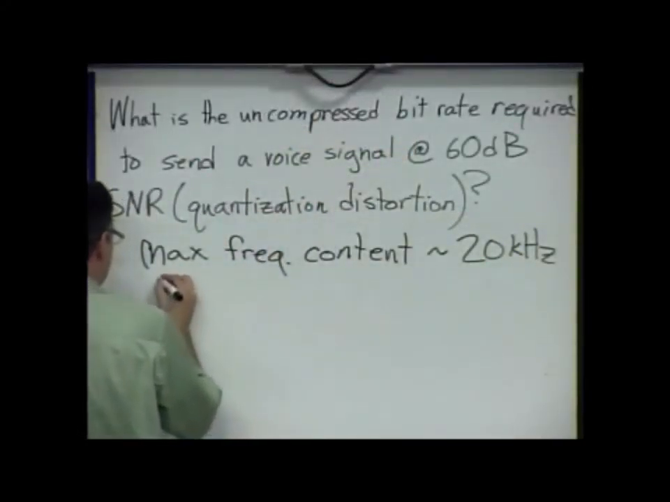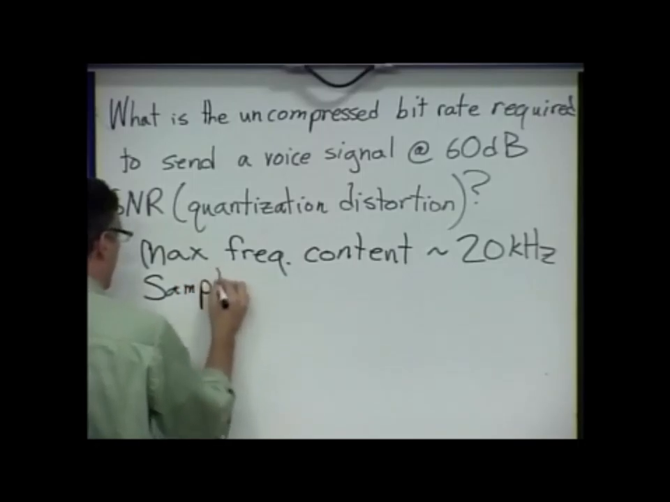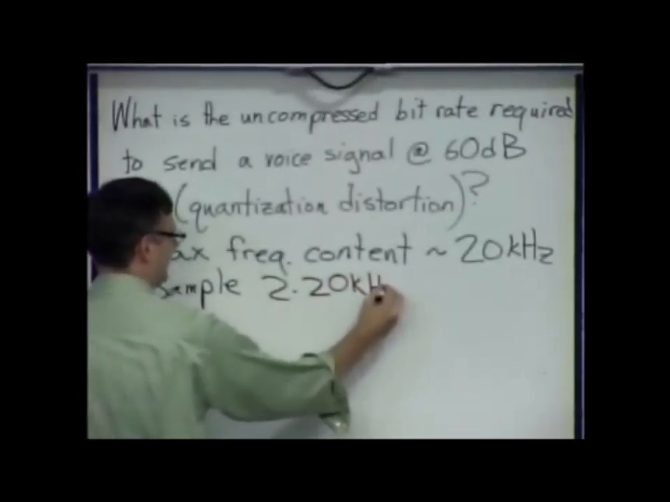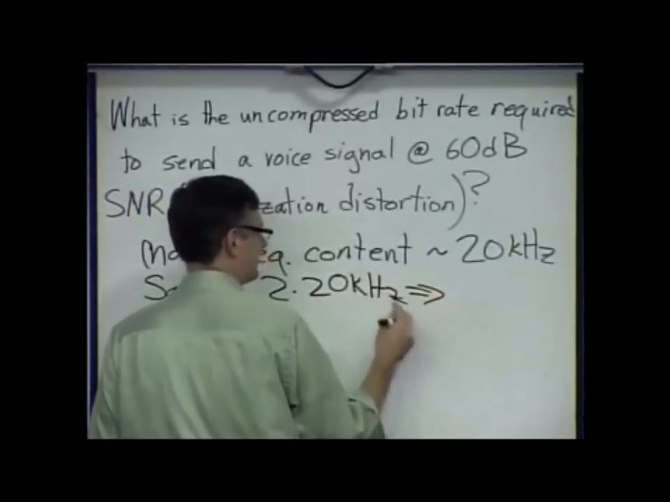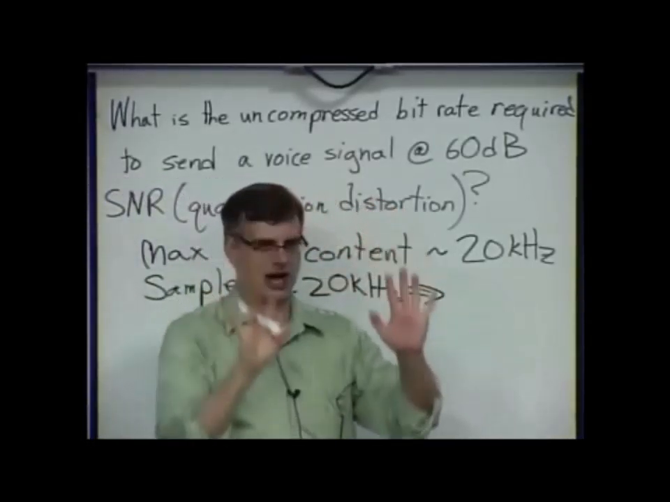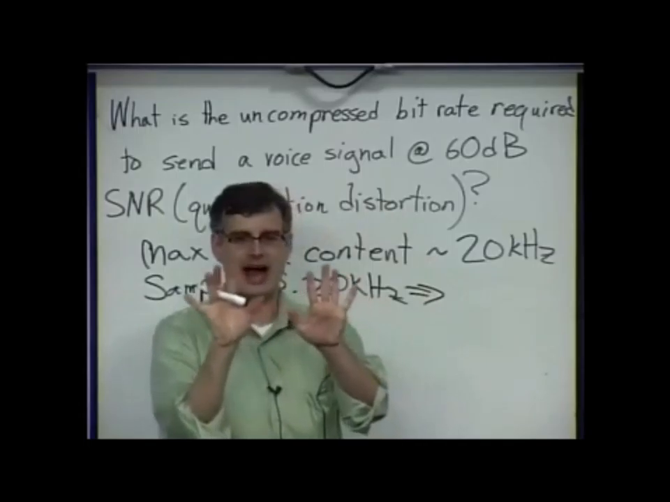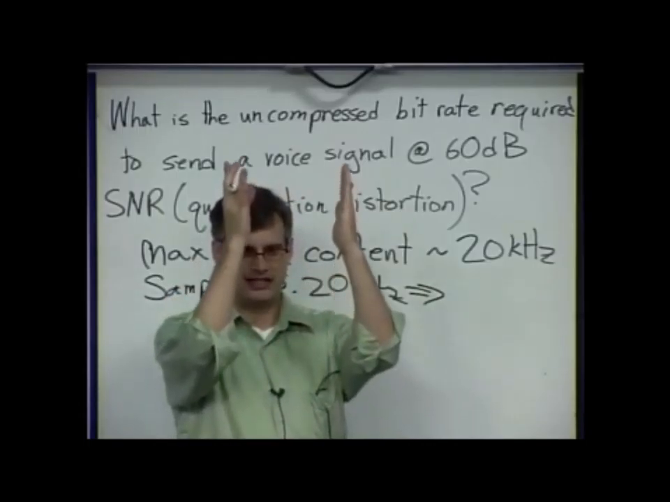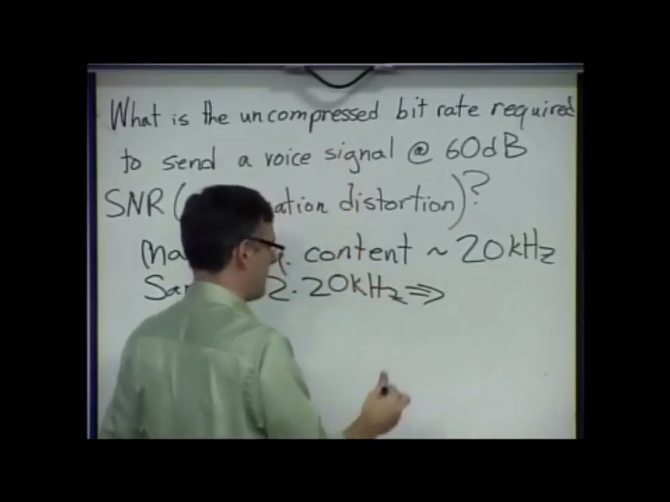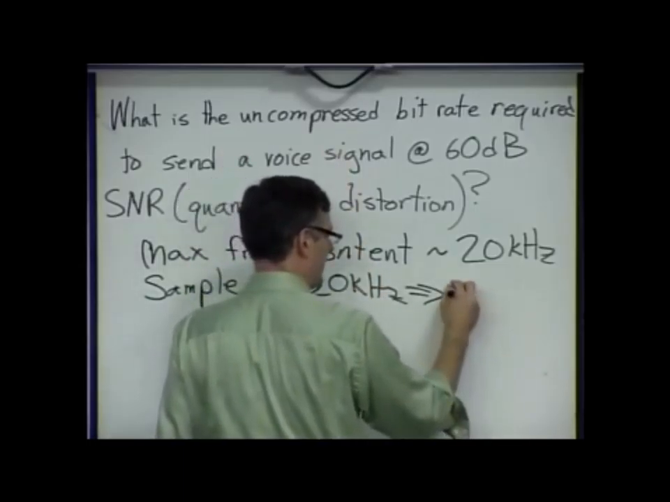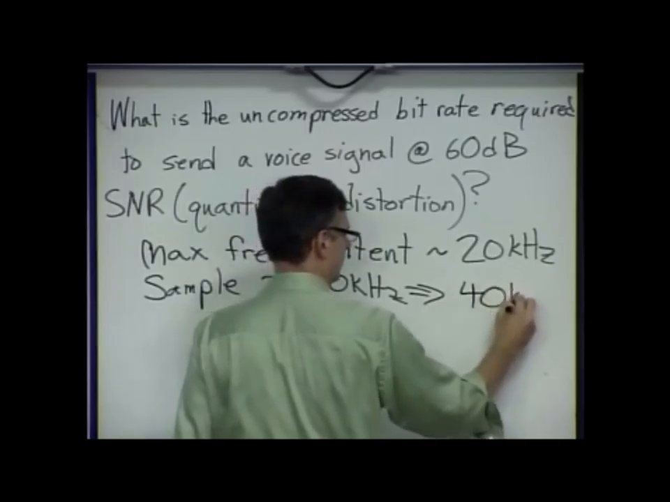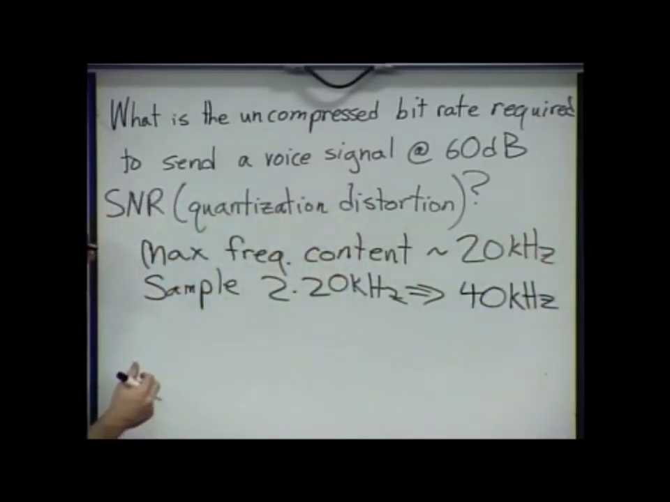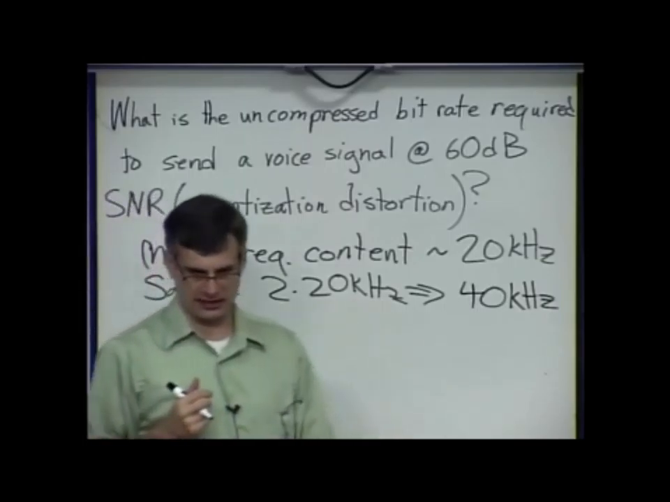That means that I need to sample at the Nyquist rate, which is twice the maximum frequency content. This will keep me from aliasing the signal. I will now have spectral copies that are non-overlapping, and I can reproduce that signal by simply low-pass filtering the last copy out, and I get perfect reproduction without any loss of fidelity when I do that operation. So that would require 40 kilohertz, or 40 thousand samples per second.